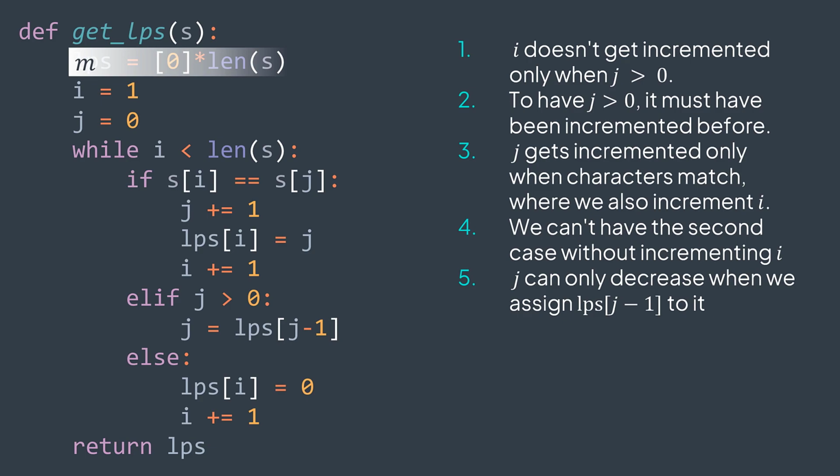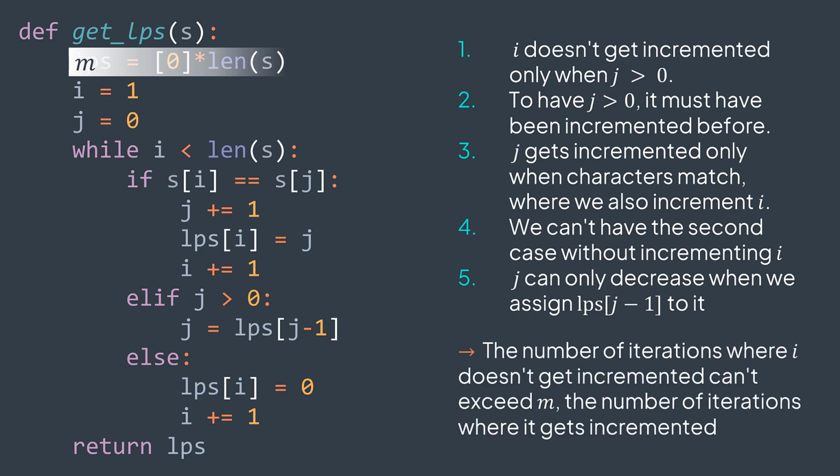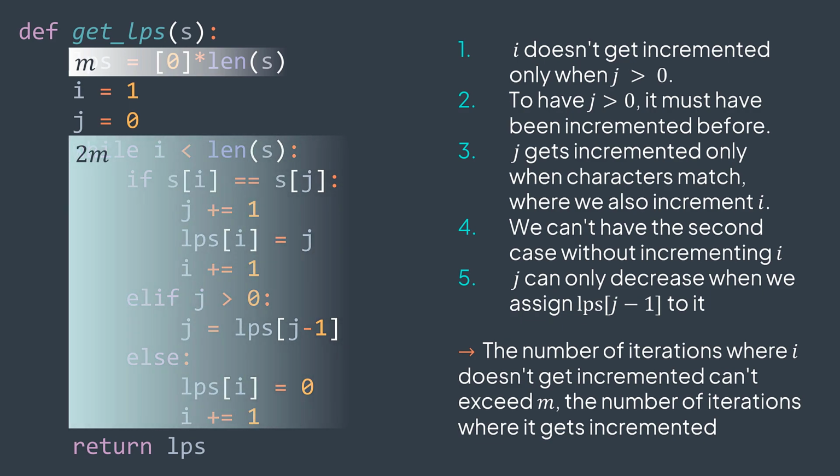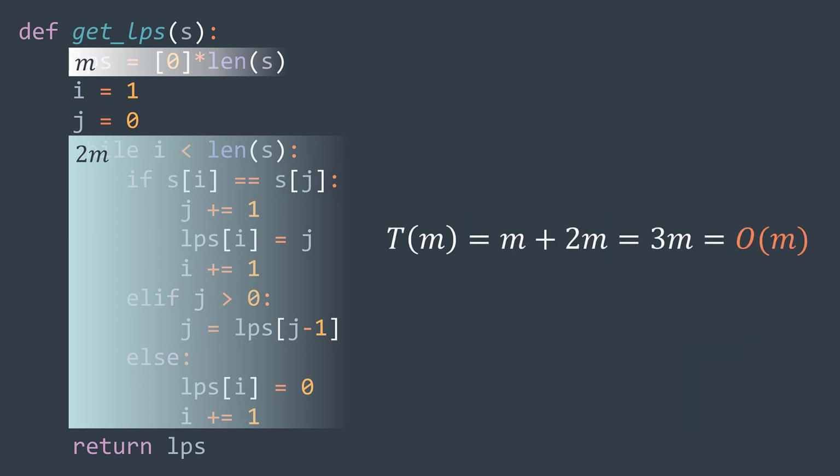From these 5 statements, we deduce that because i gets incremented m times before the loop stops, the number of iterations where the second case occurs is at most m. In total, we have m iterations where i gets incremented and m iterations where it doesn't. We get at most 2m iterations for the loop. Plus m for array creation, we get 3m, which gives an O of m time complexity for the getLPS function, where m is the length of the string passed as an argument.